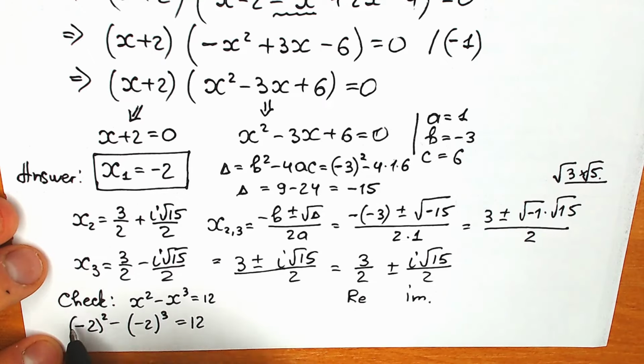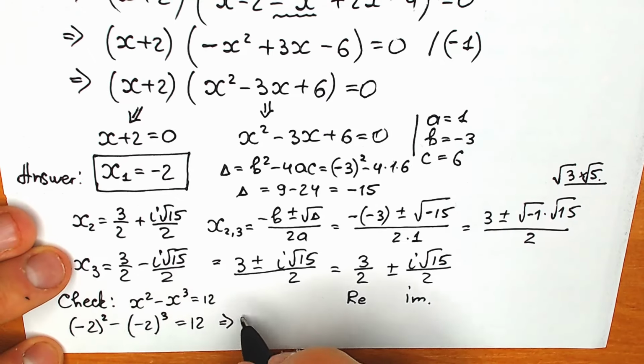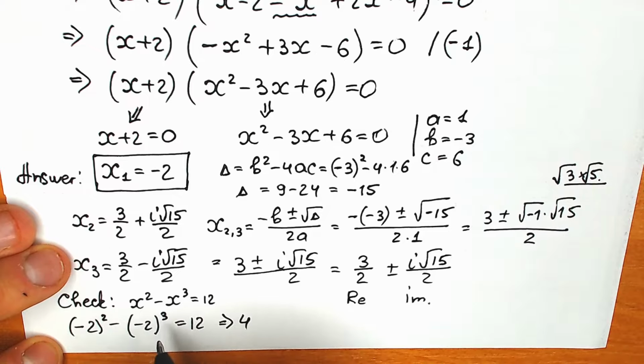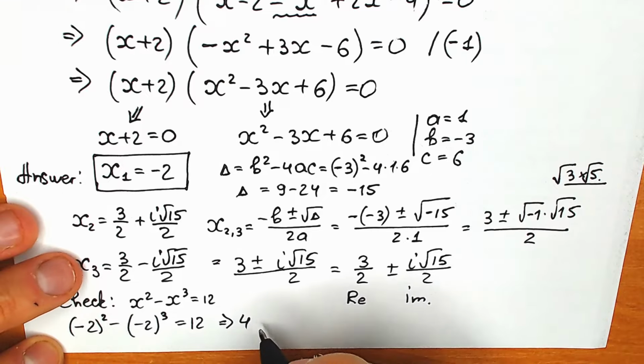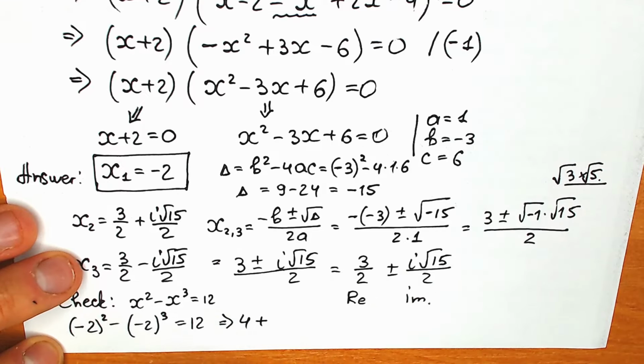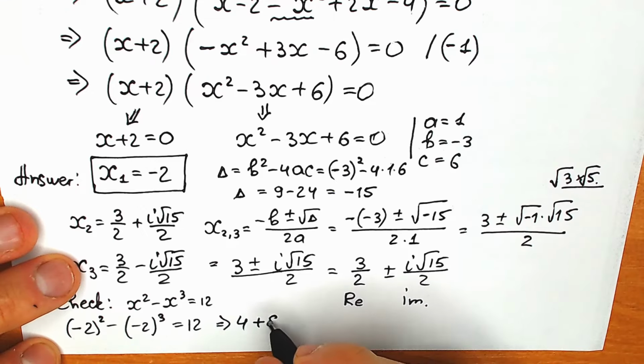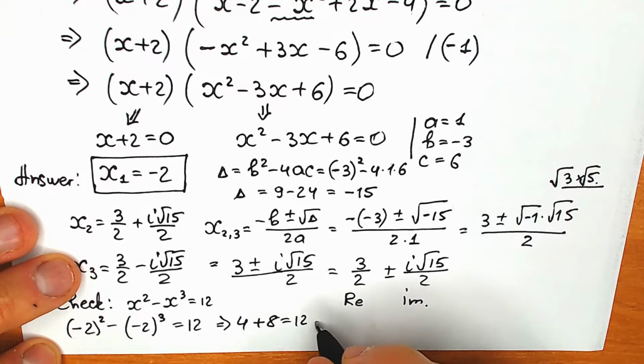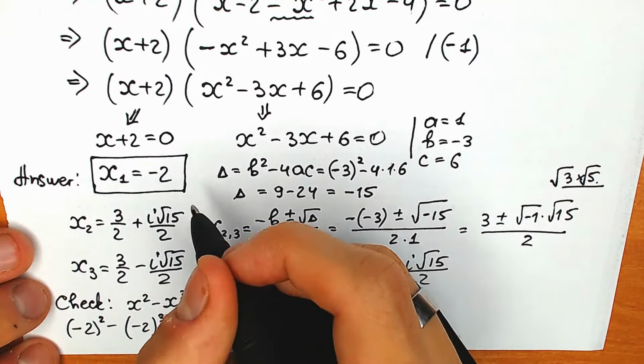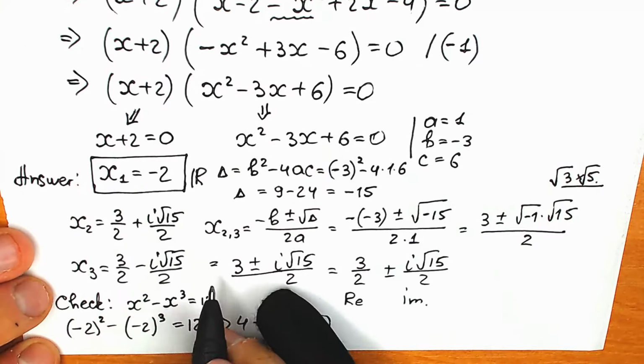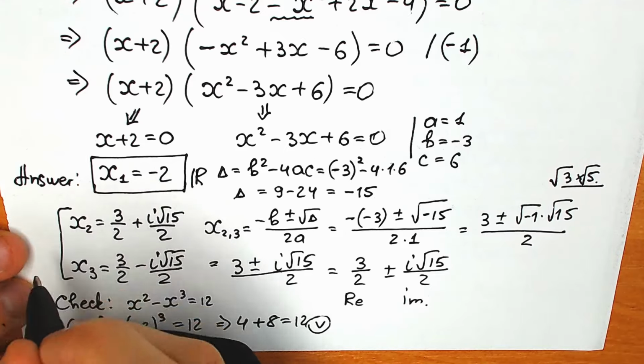So right now minus 2 squared equal to 4, minus minus 2 cubed, so the final sign will be negative because we have an odd power, so this negative and this one is equal to plus, and 2 cubed equal to 8. So as a result we have a correct expression, so our root is great for us. This one is a real number root, and these two roots are complex roots.